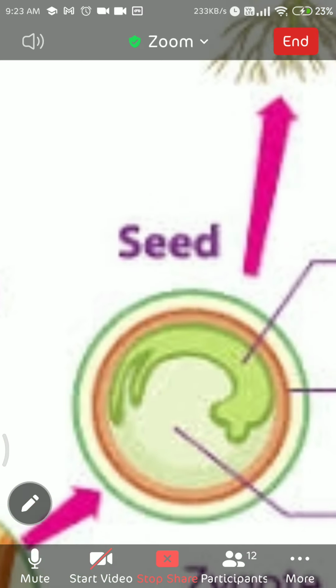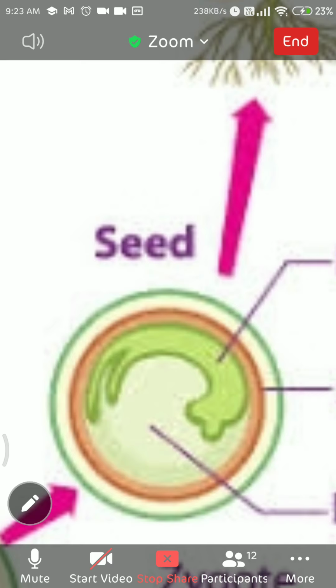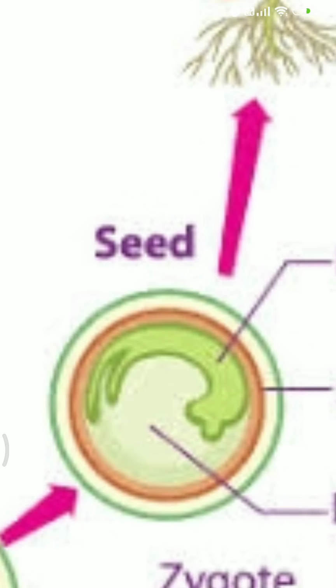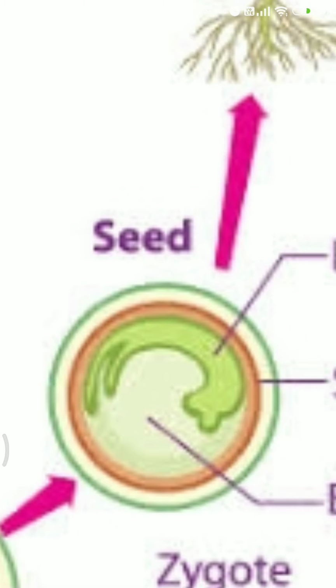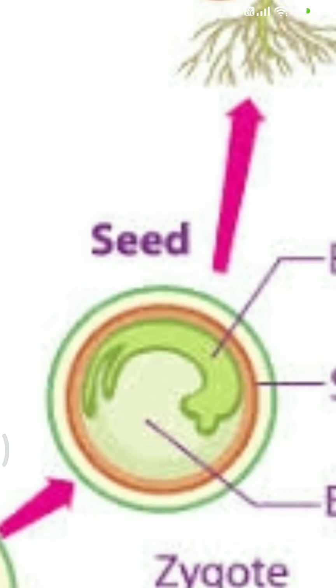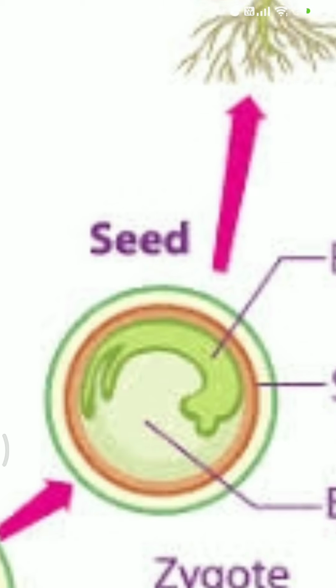So this embryo is not unicellular. Seed is a single structure, but seed is not unicellular. Don't be confused with the unicellular or the one. No, Nabiha, seed is not a unicellular structure.